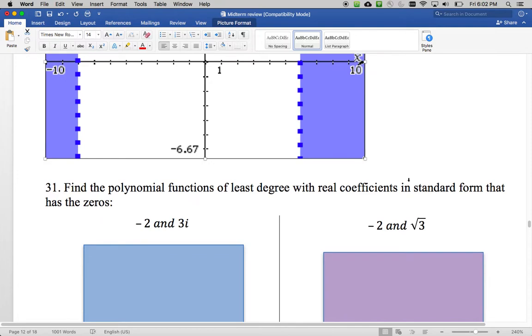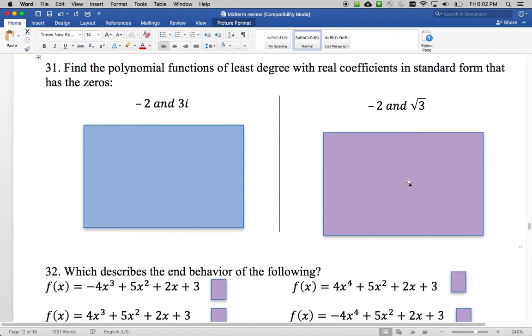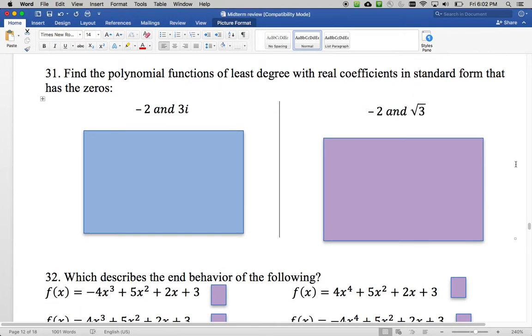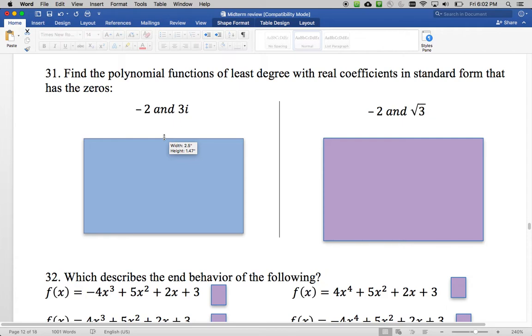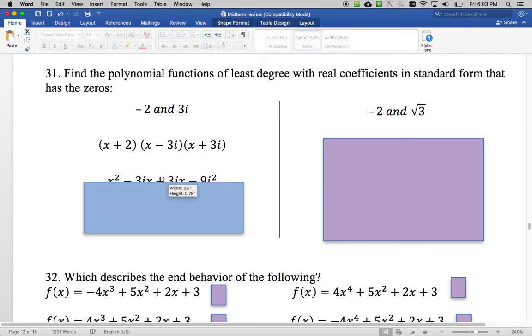Yep, moving on. Find the polynomial function of least degree with real coefficients in standard form that has the following zeros. Okay, so scenario 1, you have a zero at -2 and 3i. Hopefully you remember that if you have a positive 3i, you also have a negative 3i. So you would set up your factors like this, and then you could either box or FOIL. I think I just foiled. Let me see, what did I do? Oh, I foiled these two terms.